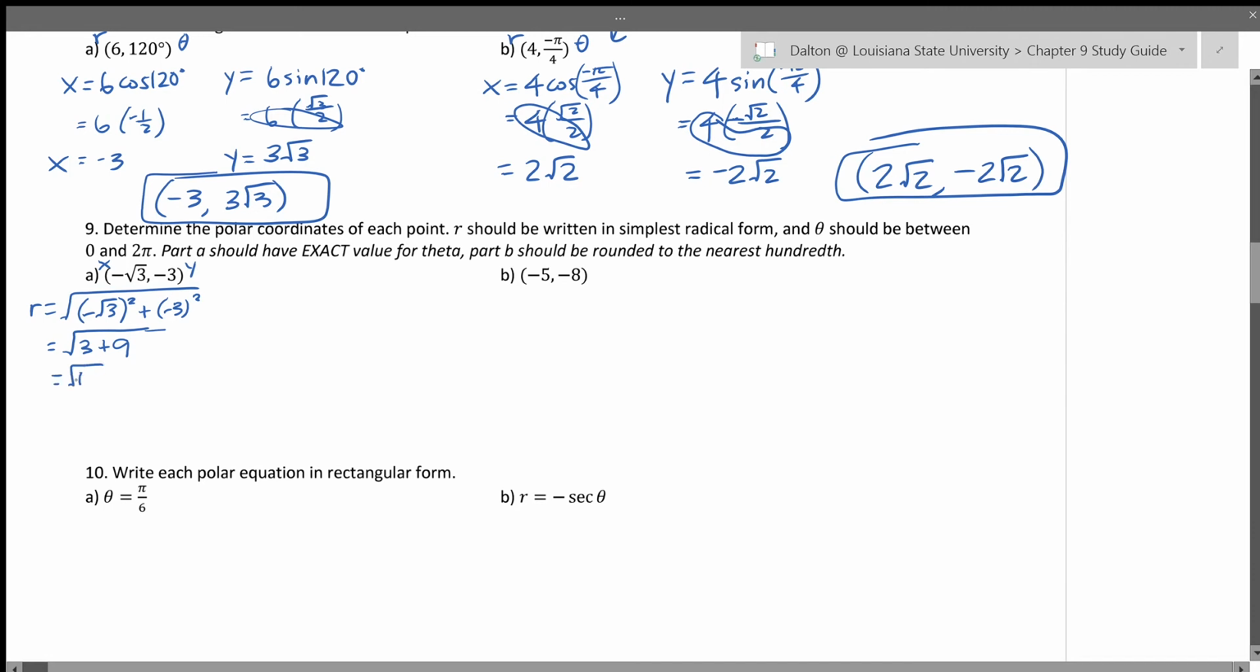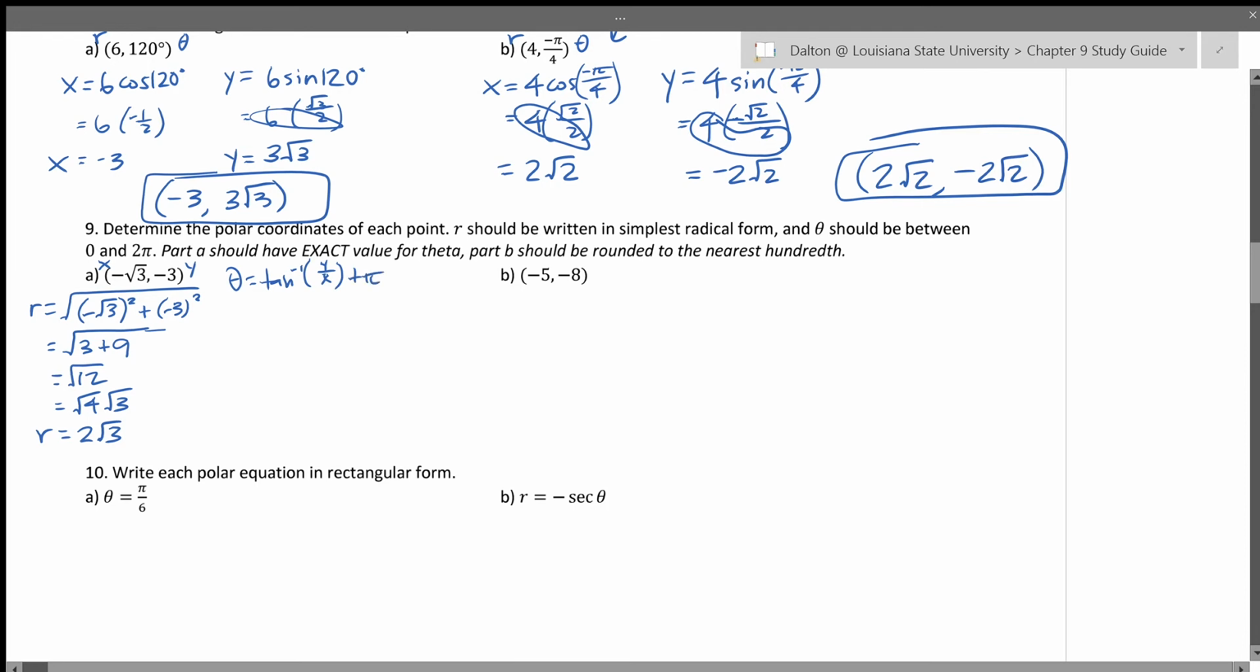So it's going to be the square root of 12, which can further be broken up into the square root of 4 times the square root of 3, and the square root of 4 is 2. So r is going to be 2 square roots of 3. Okay, so there's r. Theta is going to be tangent inverse of y over x plus pi.